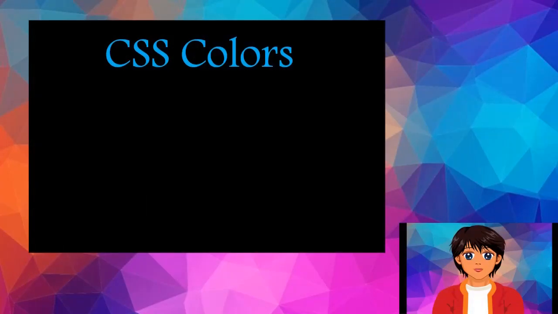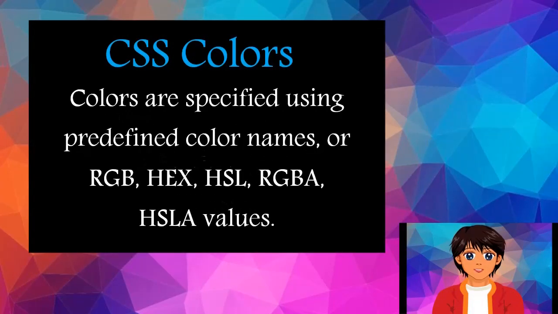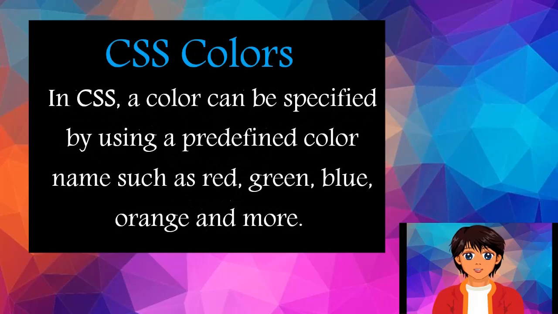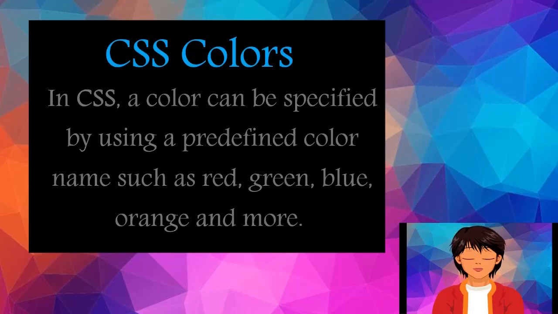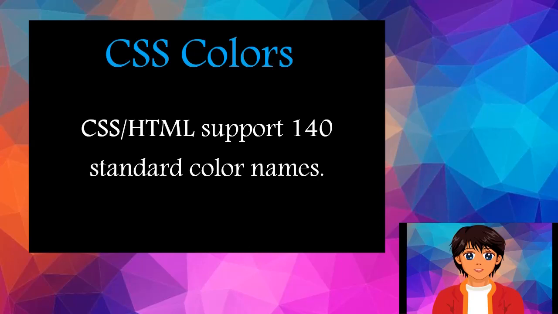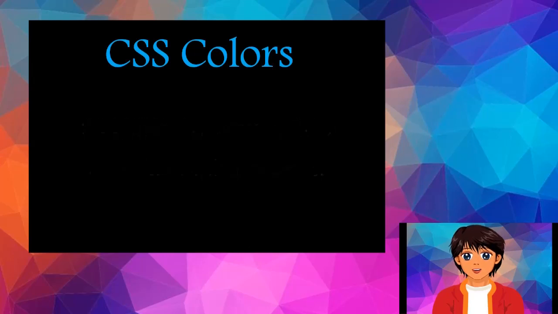CSS Colors. Colors are specified using predefined color names, or RGB, hex, HSL, RGBA, HSLA values. In CSS, a color can be specified by using a predefined color name such as red, green, blue, orange, and more. CSS HTML supports 140 standard color names. The following tables enumerate the standard colors grouped according to their shades.